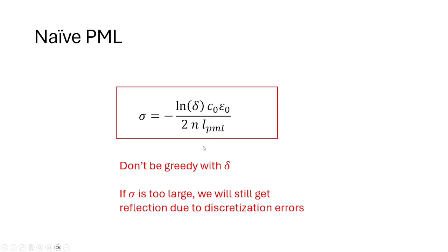We wouldn't have to worry about sigma being too large. But because we have a finite step size, if sigma gets too large, we will still see reflections even if the impedances are matched. So we need to pick delta strategically. It needs to be small enough so that the electric field decays within our PML, but not so small that we get reflections from the PML.